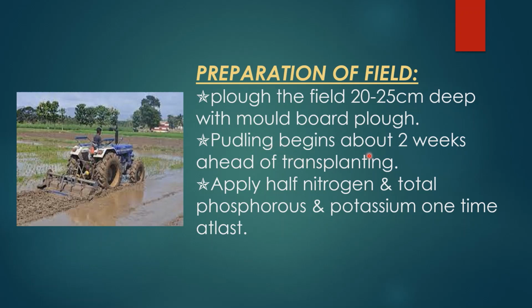Why is it required 2 weeks ahead of transplanting? Because we have to keep the field flooded or saturated with water for a fortnight before transplanting. This helps in the decomposition of chaff and straw of the previous crops in the soil. After puddling is complete, we have to level the soil with a leveler, and apply half the amount of nitrogen and the total phosphorus and potassium at one time at the end of the field preparation.